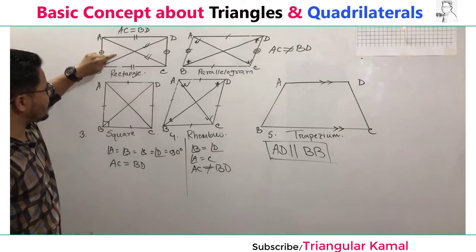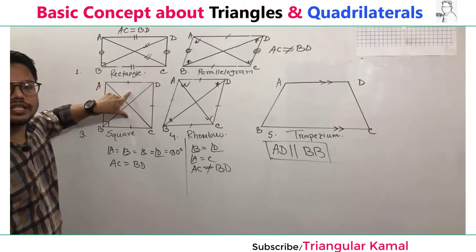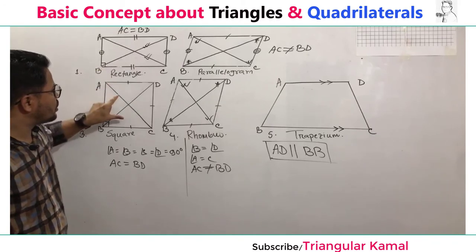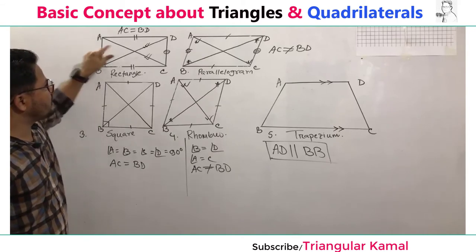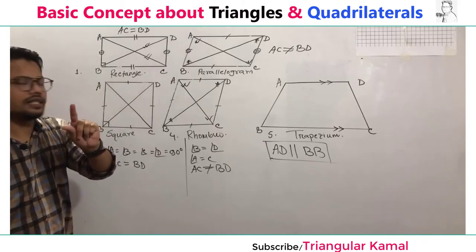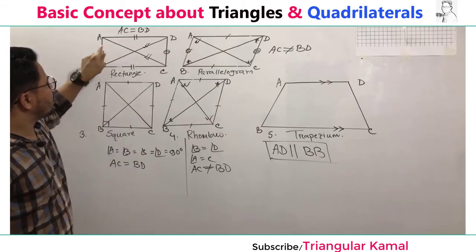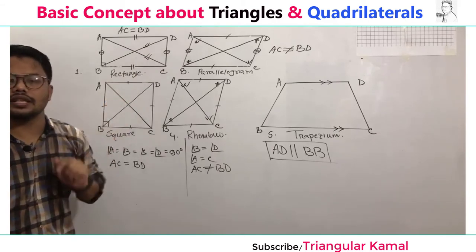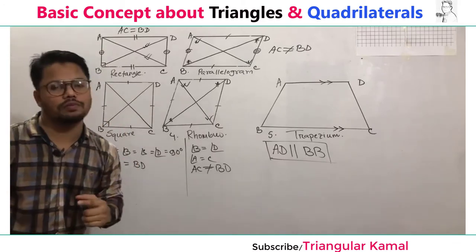what will be their difference? In a square all sides are equal, but in a rectangle only two opposite sides are equal. Here the two diagonals are equal, there also the two diagonals are equal. Here the two opposite sides are parallel, there also the two opposite sides are parallel. So the only difference between rectangle and square is that in a rectangle the two opposite sides are equal, but here four sides are equal. This is the difference. So a square may be a rectangle, but a rectangle may not be a square.